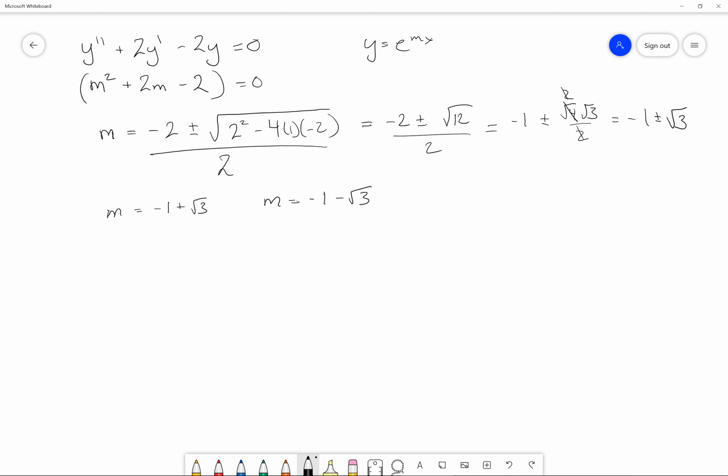So if we combine, we know our particular solutions, so let's get the general solution. That's y is c1 times e to the negative 1 plus root 3 x plus c2 e to the negative 1 minus root 3 x. Again, I forgot the x. And that's it. That is our general solution. I hope you enjoyed this video, and see you next time in math class.